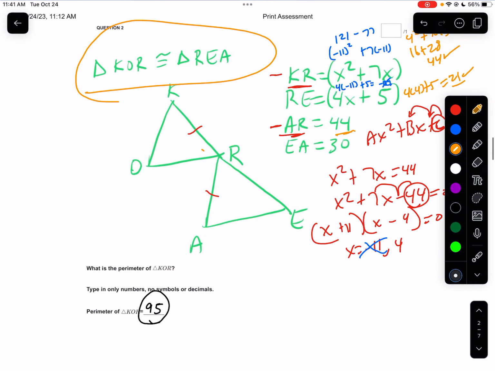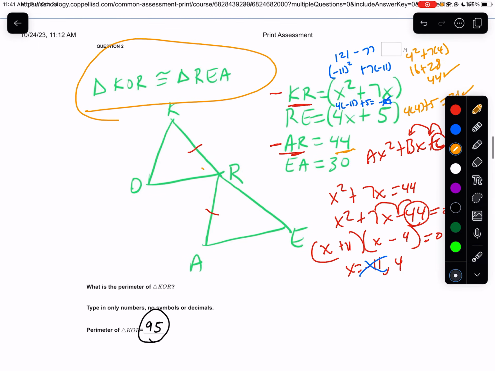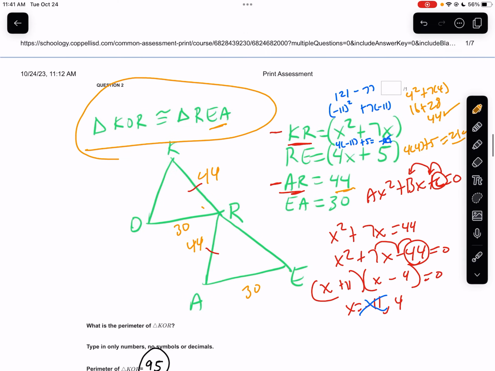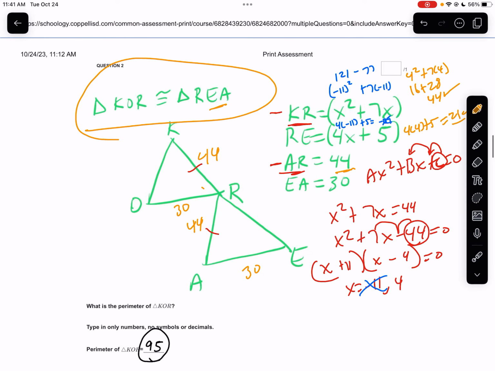I'm feeling real good. It says, what is the perimeter of the triangle? So what do we know? We know KR has to be 44, right? These are both 44. We know that EA is 30. They told us EA is 30. Well, what does EA go with? It goes with OR. So OR is 30. And then we just found out that RE is 21, which means KO is 21.